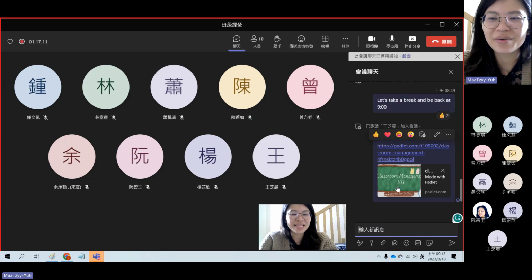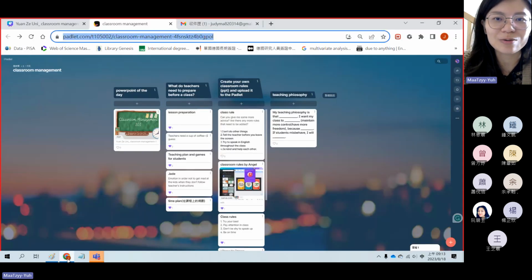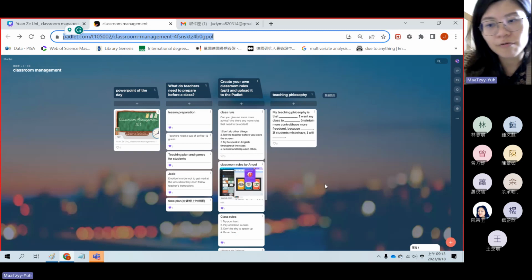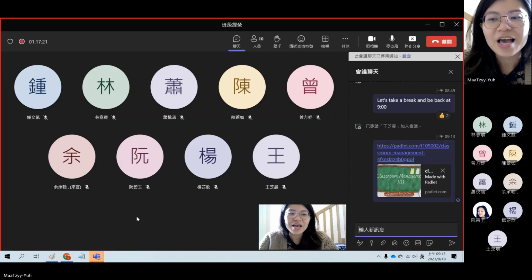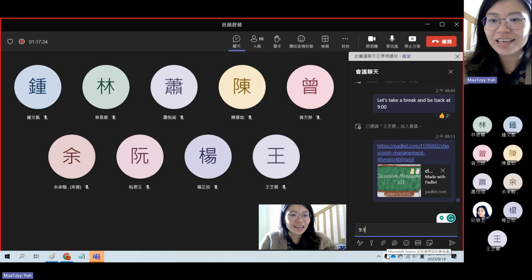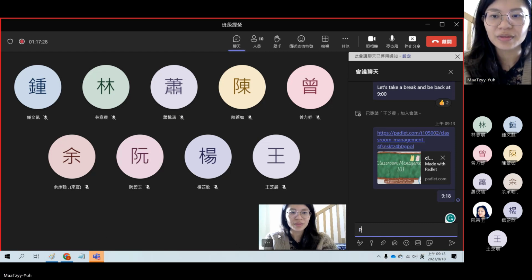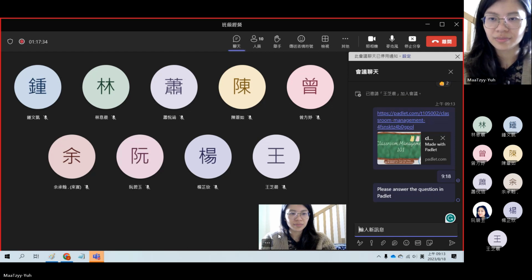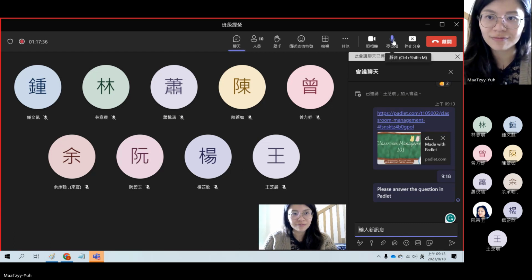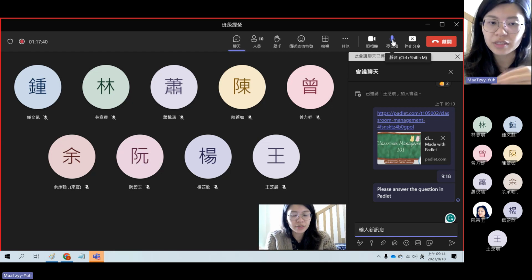This will be our Padlet space in case you don't have the link. Let's wait for 5 minutes again, maybe. We'll get back to the answers at 9:18. Okay, here we go. Please answer the question in Padlet. If you have any questions, please speak up or type in the chat box.